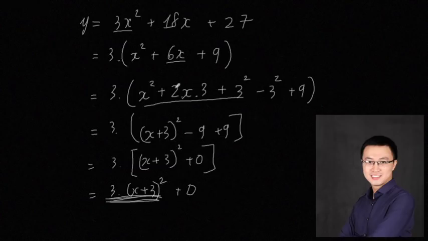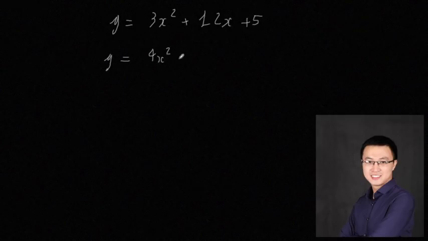Okay, that is the 2 examples for completing the square with a different to 1. So we can practice with another one by yourself or with your partner. 1, 2, 3, and the last one.